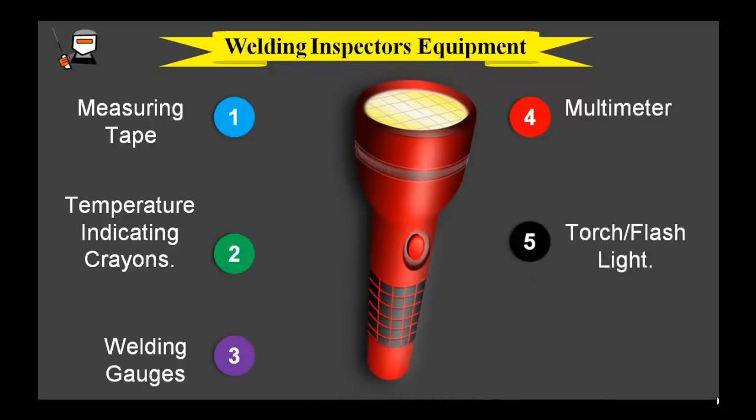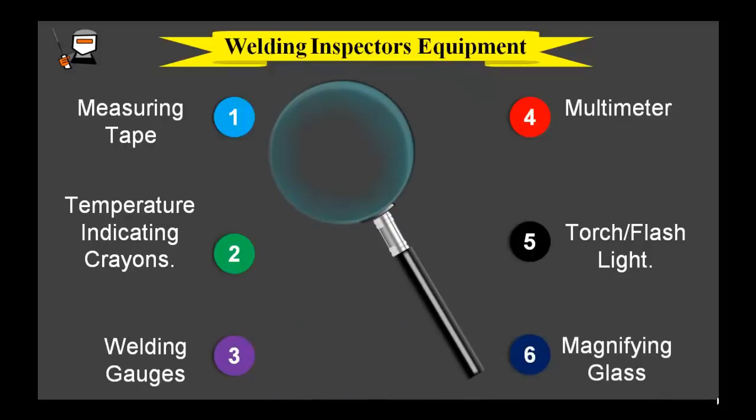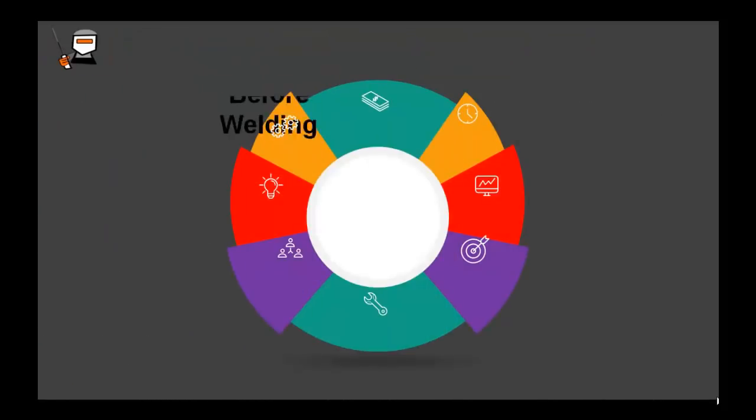You can use a torchlight for inspection of different welding defects in the dark, like root fusion, root penetration, surface porosity, pinholes, undercut, lack of fusion, underfill, etc. Magnification glass: I have already discussed magnification glass in the previous slide. Proceed to the next slide.